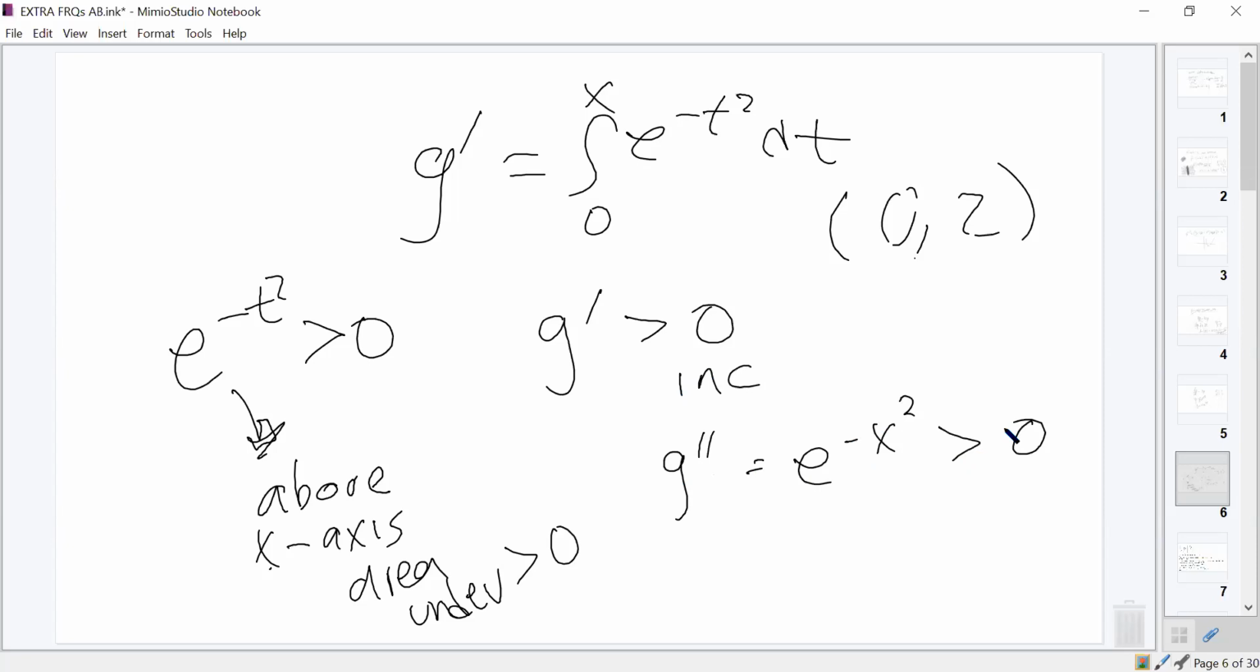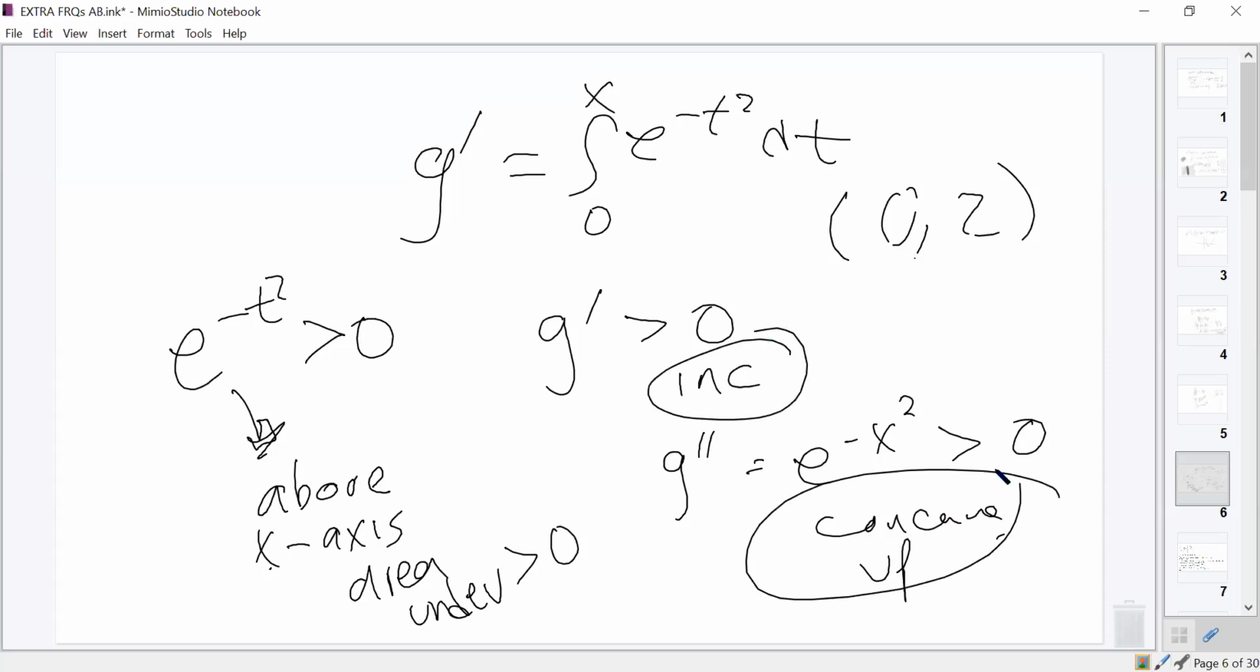So if that function is always positive, then that tells us that it must be concave up. So we've got increasing and concave up, which would appear to be choice A. Is that good or no?